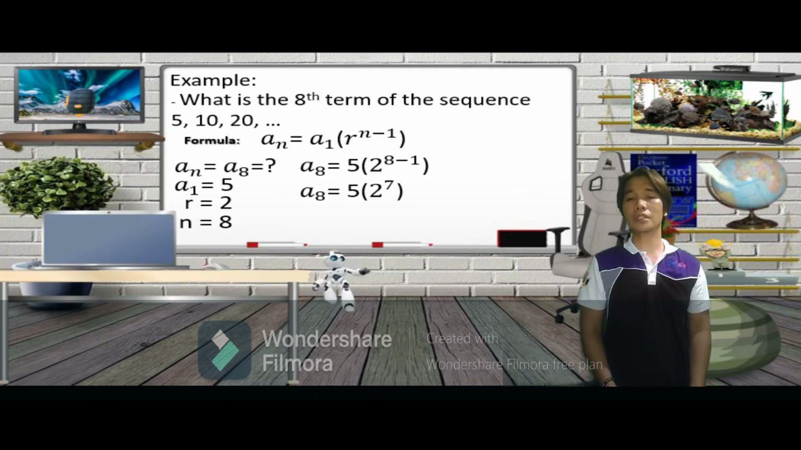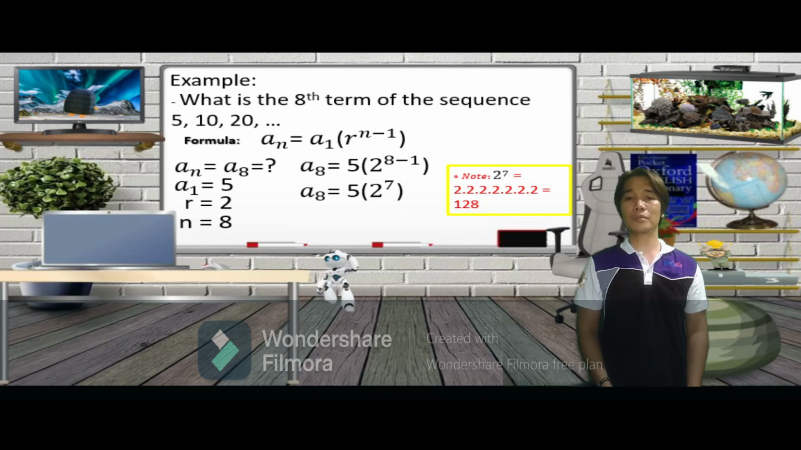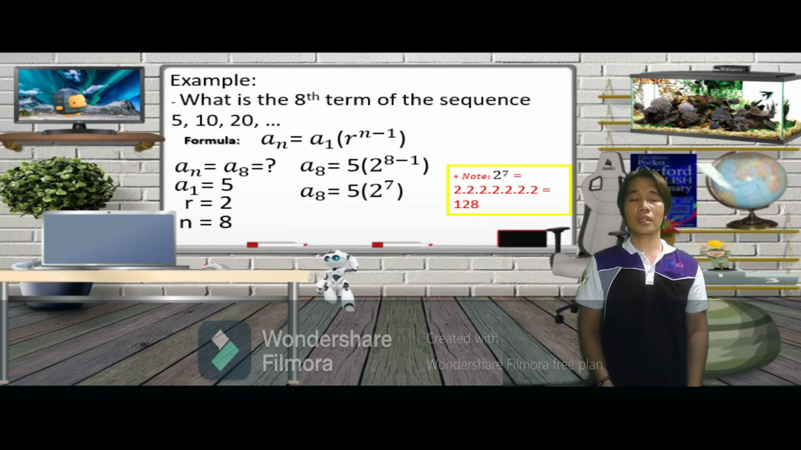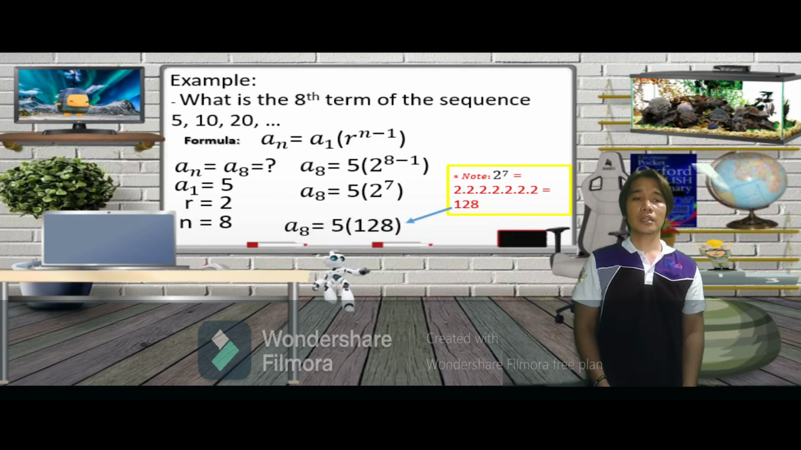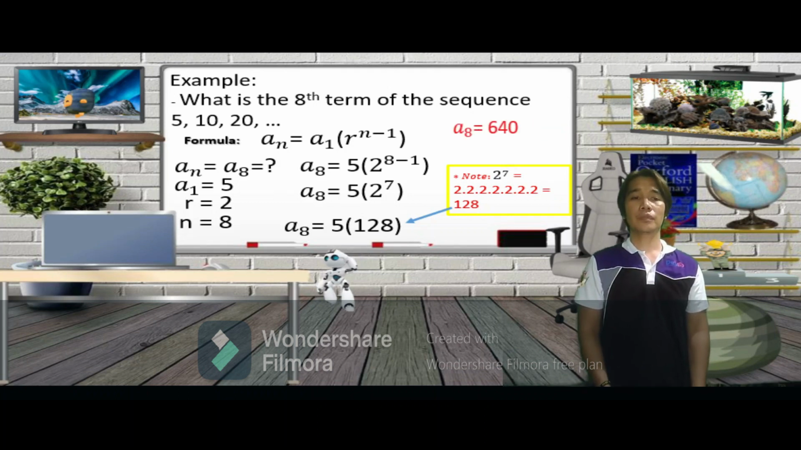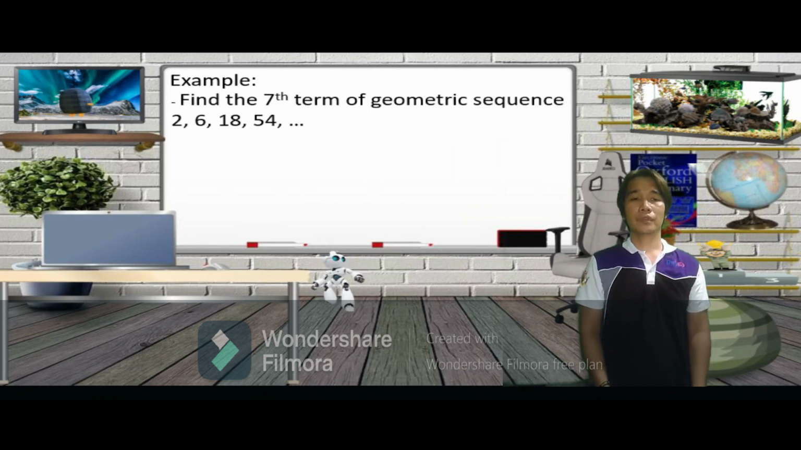So 2 raised to 7 is not 2 times 7. It is 2 times 2 times 2 times 2 times 2 times 2 times 2, or we're going to multiply 2 seven times by itself. So 2 raised to 7 is equal to 128. So we have a sub 8 is equal to 5 multiplied by 128. So 5 times 128, so that is a sub 8 is equal to 640.